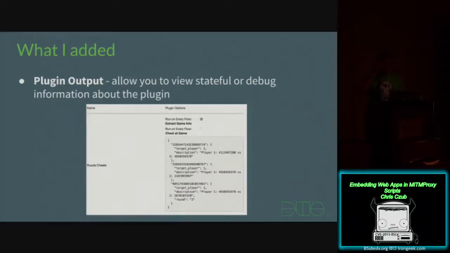I added plugin output. Plugin output is just static text that you can have your script print to the plugin options page to display debug or stateful information about what the plugin's doing. So for example, right here, this is for my Ruzzle cheat plugin, and this is just showing the games that it's detected that are in progress and a little bit of information about them.